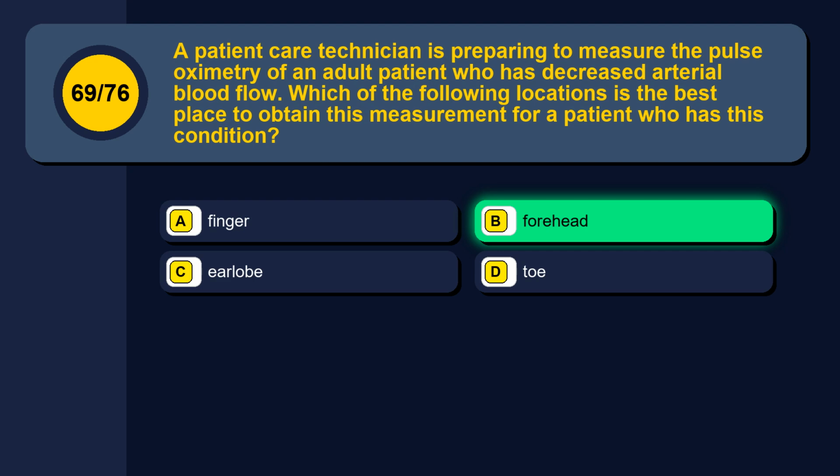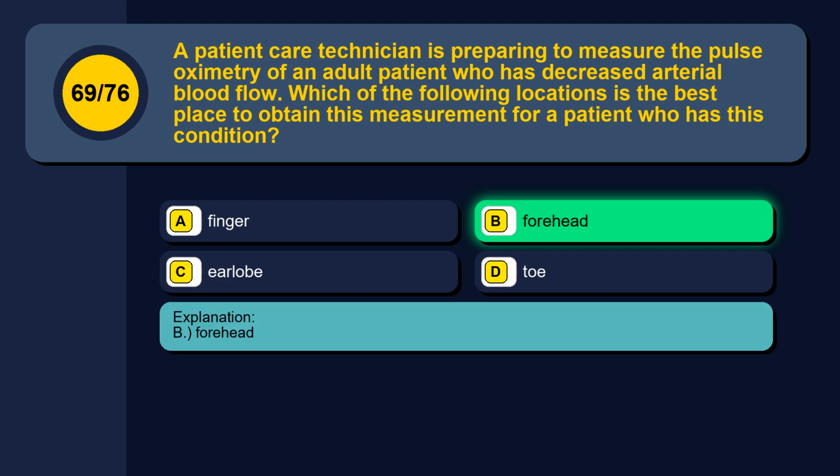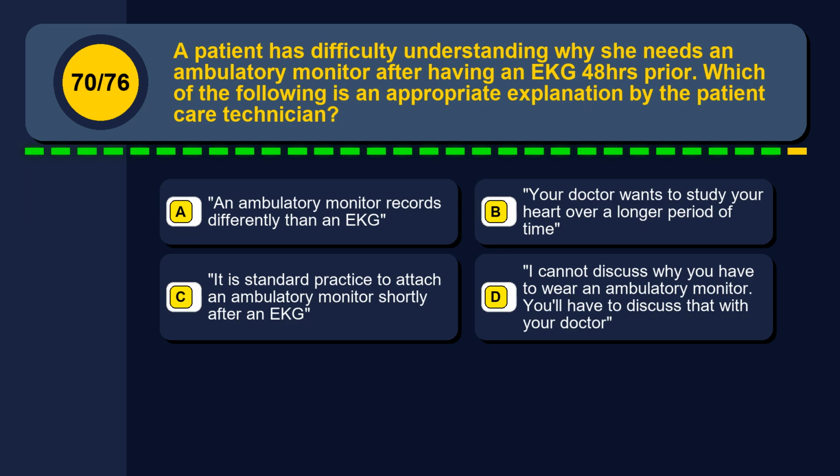The correct answer is option B, forehead. Question 70. A patient has difficulty understanding why she needs an ambulatory monitor after having an EKG 48 hours prior.